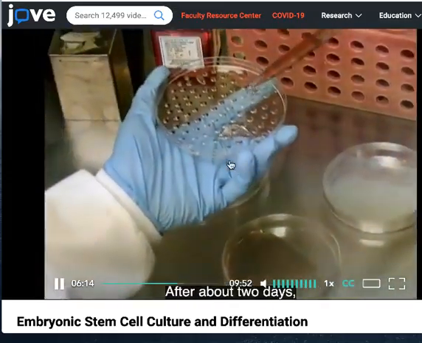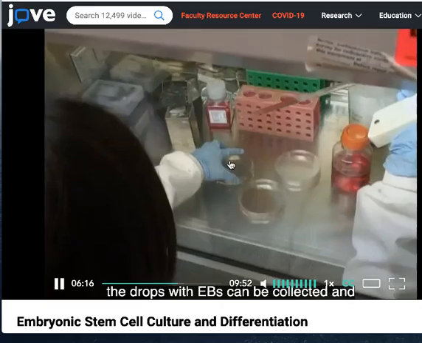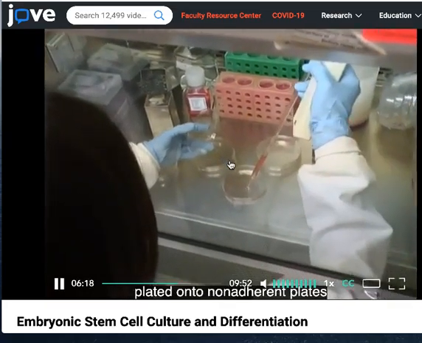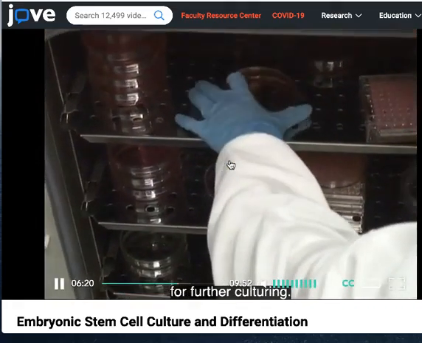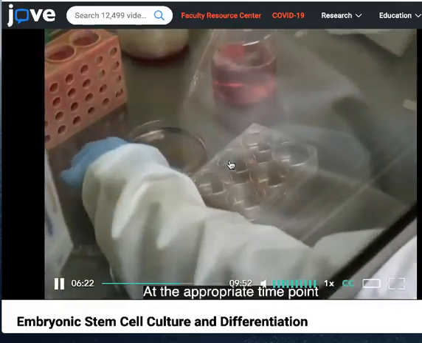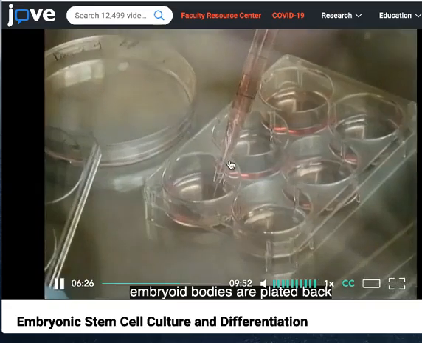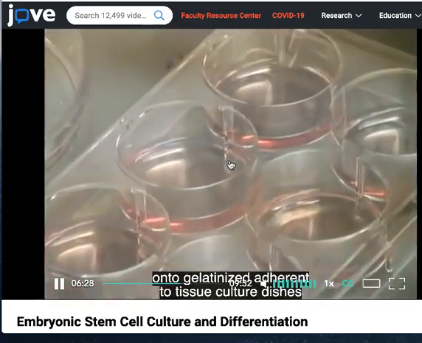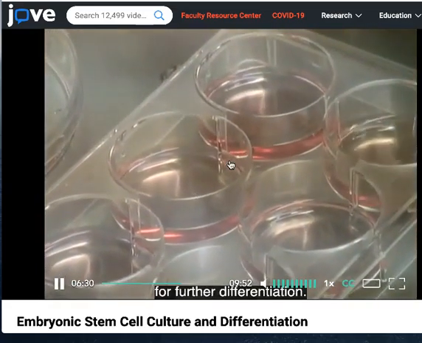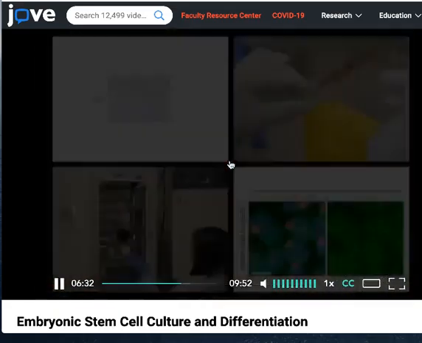After about 2 days, the drops with EBs can be collected and plated onto non-adherent plates for further culturing. At the appropriate time point for the desired cell lineage, embryoid bodies are plated back onto gelatinized adherent tissue culture dishes for further differentiation.